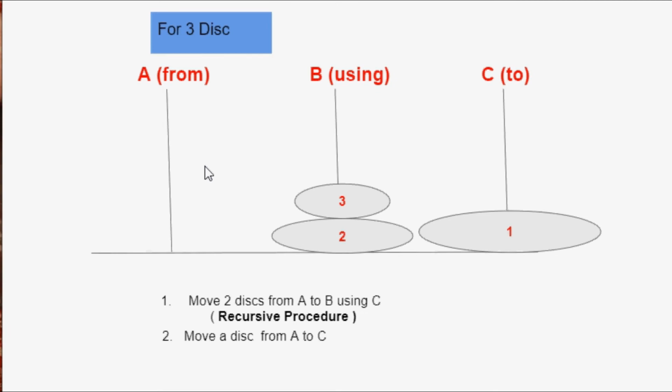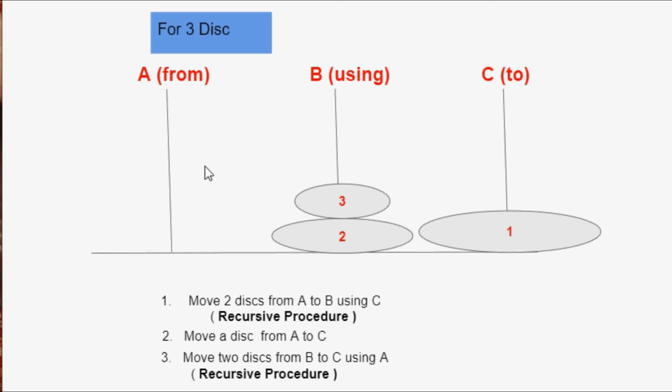Now your tower B is having 2 disks. Now I need to make that transfer again. How I'll do that transfer? Move 2 disks from B to C using A. Now I am going to make use of that tower A. That tower A will be acting as an auxiliary tower. How? First of all, I'll transfer the disk number 3 from B to A. Then I'll transfer disk number 2 from B to C. And then I'll again make a transfer for disk number 3 from A to C.